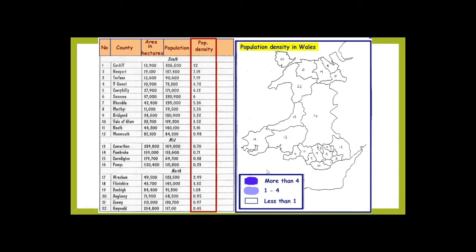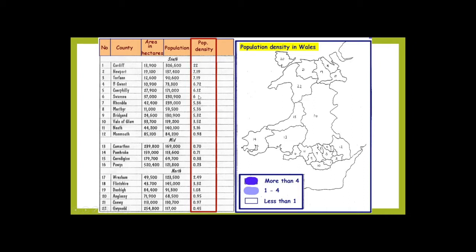So you'll notice in my key I'm going to use blue. If there is less than one person per square kilometre in an area of Wales, I'll leave it white. If there's between 1 and 4 people per square kilometre in one of these areas, I'm going to colour it light blue. And if there are more than 4 people per square kilometre in an area of Wales, then I will colour it dark blue. To decide what colour to colour each area, I'm going to use this data.